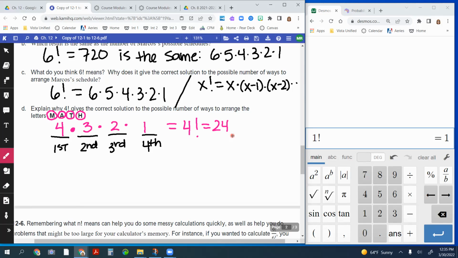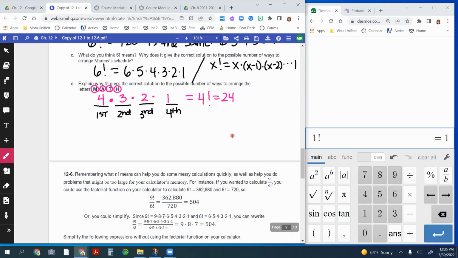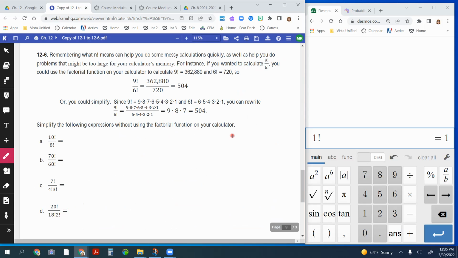So instead of typing out 6 times 5 times 4 times 3 times 2 times 1, or 4 times 3 times 2 times 1, we can use that factorial button. Remembering what n factorial means can help you do some messy calculations quickly, as well as help you do problems that might be too large for your calculator's memory. For instance, if you wanted to calculate 9 factorial over 6 factorial, you could use the factorial button on your calculator to calculate 9 factorial and 6 factorial. So they're showing us over here on the side, I'm going to do 9 factorial over 6 factorial, and you see we got this.